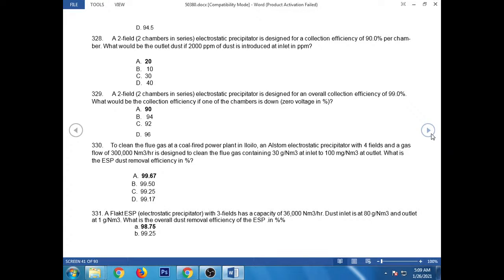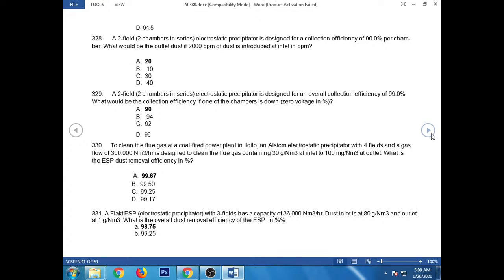To clean the flue gas at a coal-fired power plant in Iloilo, an Alstom electrostatic precipitator with four fields and a gas flow of 300,000 Nm3 per hour is designed to clean the flue gas containing 30 g per Nm3 at inlet to 100 mg per Nm3 at outlet. What is the ESP dust removal efficiency in percent? Answer: 99.67.